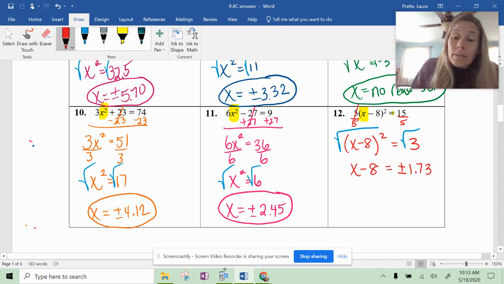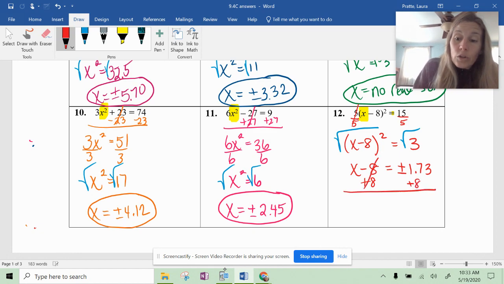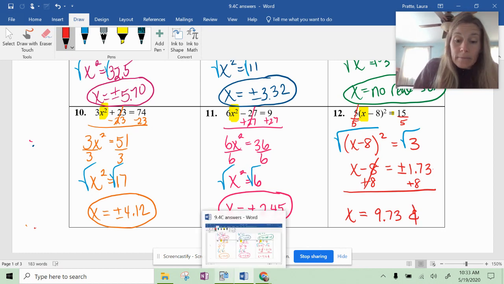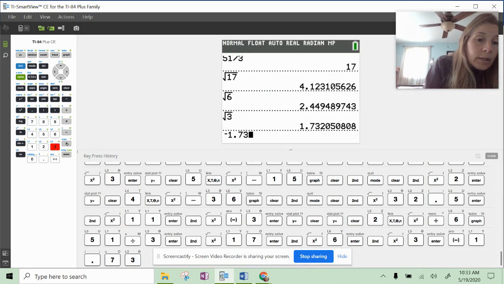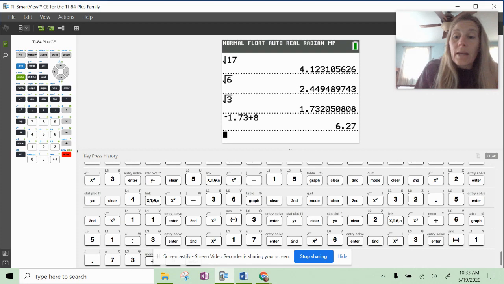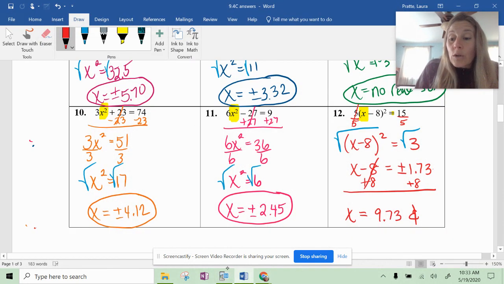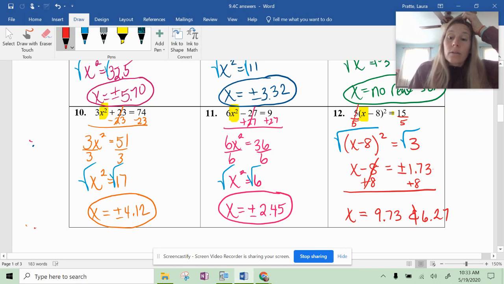So now what happens is when we go to add 8 here, we're going to get two solutions that are different. We're going to get 1.73 plus 8, which is 9.73. And then we have to do negative 1.73 plus 8. So negative 1.73 plus 8 is actually 6.27. So you're still getting two answers, but they're two different answers, okay?